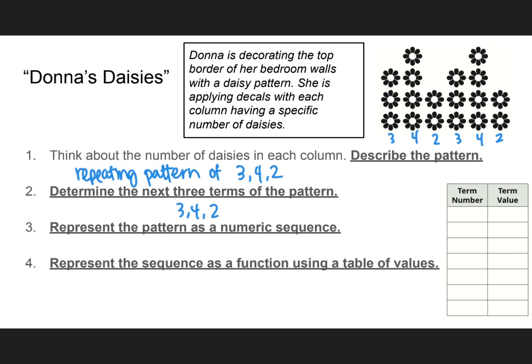Now we can write it as a numeric sequence. So we have 3, 4, 2, 3, 4, 2, 3, 4, 2. That goes on forever. Now using a table, so term 1 was 3, term 2 was 4, term 3 was 2. And then we do again 3, 4, 2. And then if we had a 7th term, it would be 3.